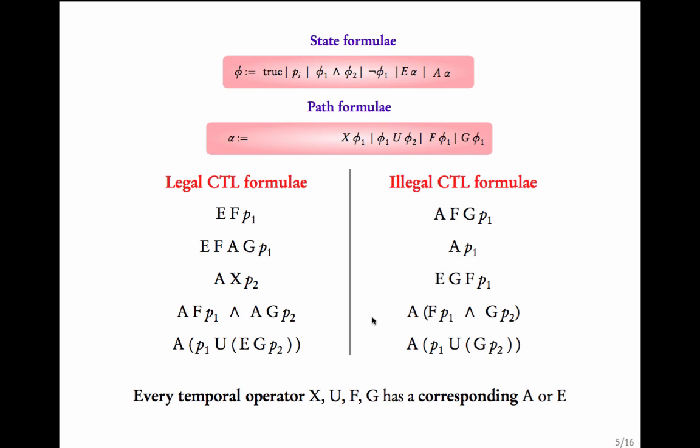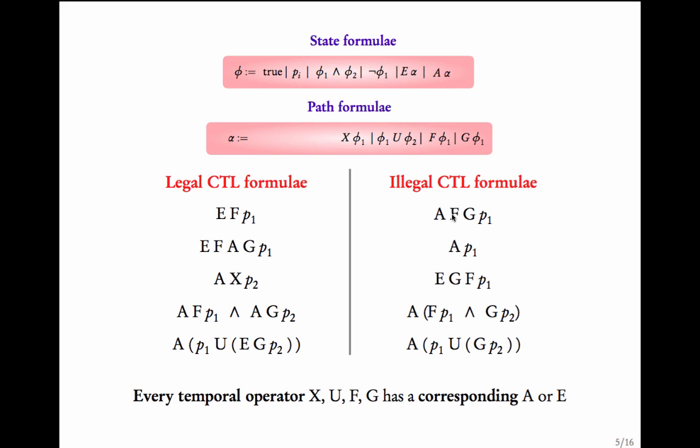This is the thing. Every temporal operator has a corresponding A or E. So this is what I was explaining before. A is paired with this until, E is paired with this G. Here A is paired with F, A is paired with G. Similarly here this A is paired with X. This is how the rules will let you form formulae. Because the state formula, if it has an E or an A, should have one of these temporal operators associated with it, because the formula is of the form E alpha, A alpha, where alpha needs to have one of these temporal operators.